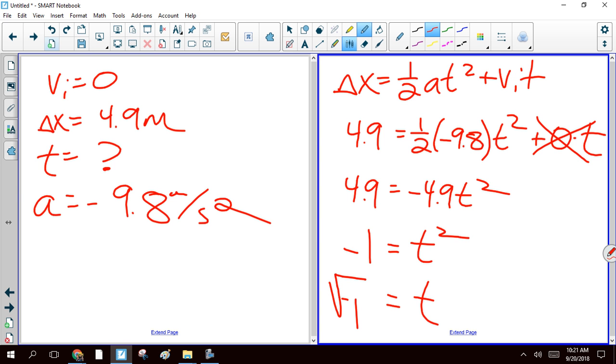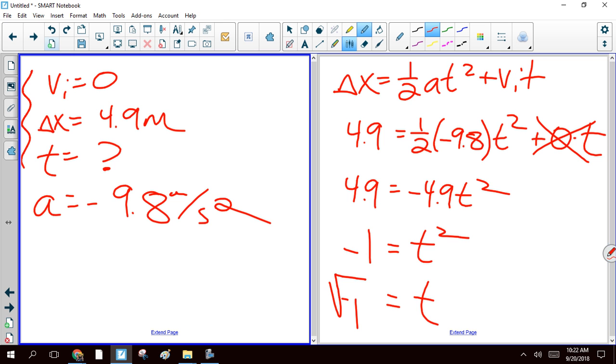The answer is i. No. You can't take the square root of a negative. We must have screwed up somewhere. Anybody see where I messed up? Does everybody see there's a problem here? Something's wrong. You can't take the square root of a negative. Just make it a positive. In this instance, that turns out to work. It will not always, though. So let's figure out where the problem is.